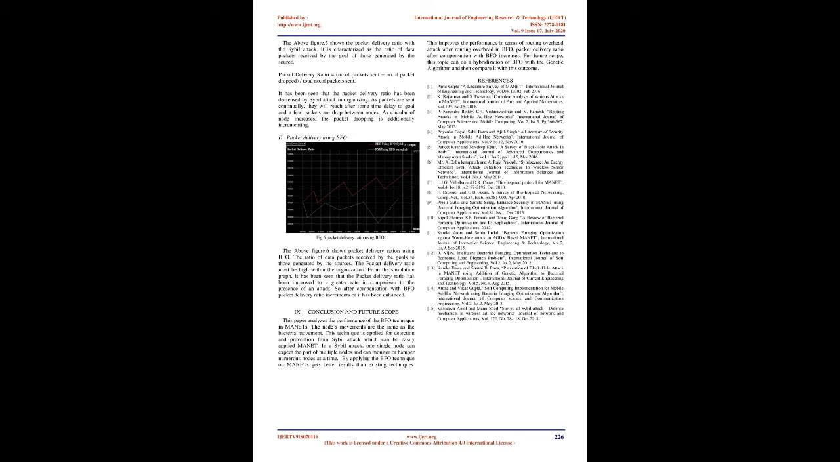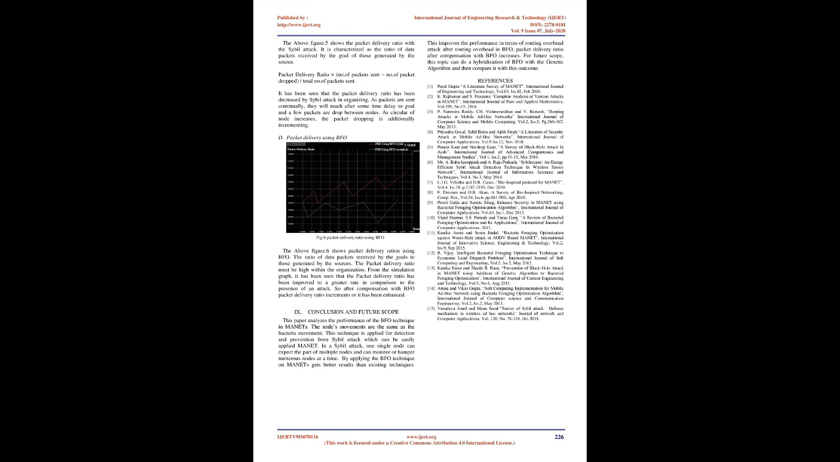C. Packet delivery ratio with Sybil attack. The above figure 5 shows the packet delivery ratio with the Sybil attack. It is defined as the ratio of data packets received by the destination to those generated by the source. Packet delivery ratio equals number of packets sent minus number of packets dropped, divided by total number of packets sent. It has been seen that the packet delivery ratio has been decreased by the Sybil attack in the network. As packets are sent continually, they will reach the destination after some time delay and a few packets are dropped between nodes. As the number of nodes increases, the packet dropping is also increasing.